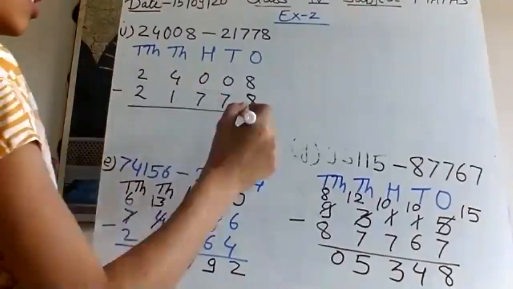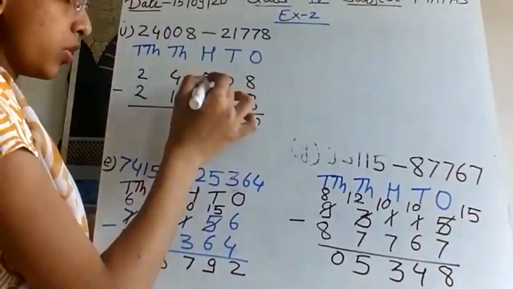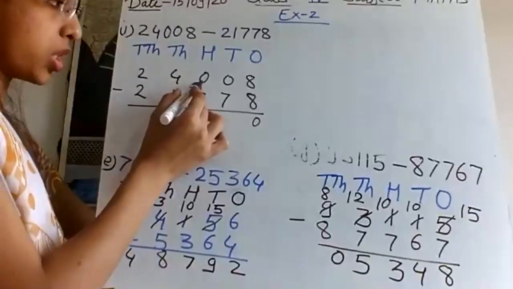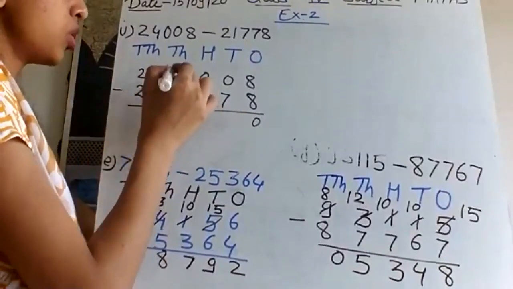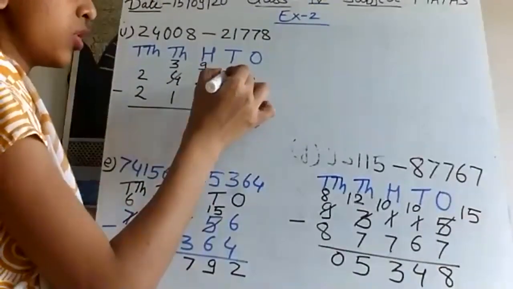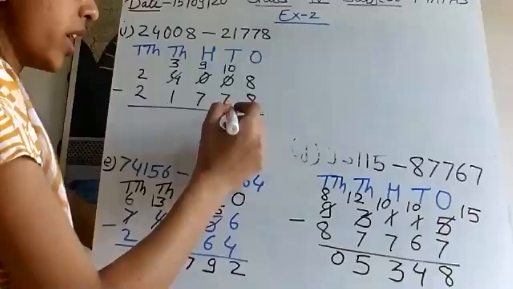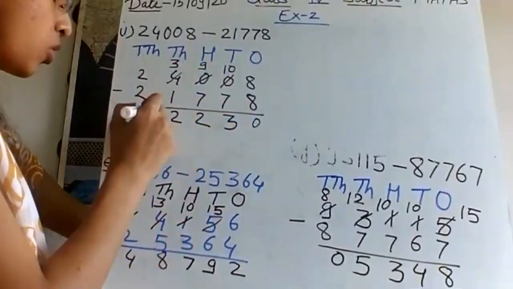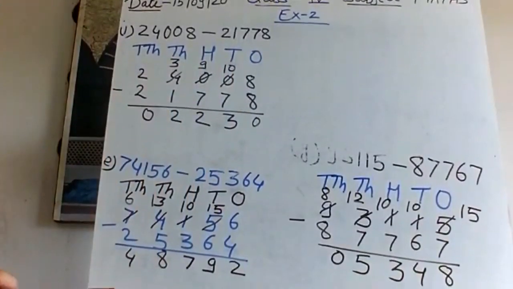Now 8 minus 8 is 0. 0 minus 7 possible? No. So this 0 will take carryover from previous number. But here also previous number is 0. So it will take carryover from its previous number, that is from 4. So this 4 will become 3. This 0 will become 9. And this 0 will become 10. Okay. Now 10 minus 7 is 3, 9 minus 7 is 2, 3 minus 1 is 2 and 2 minus 2 is 0. Okay, so our answer is 2230.